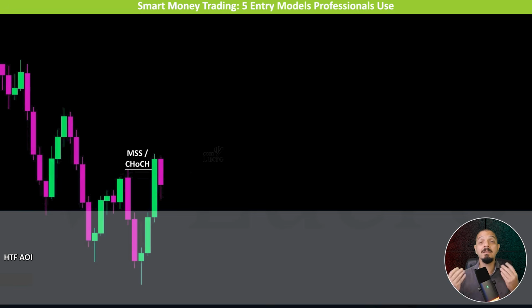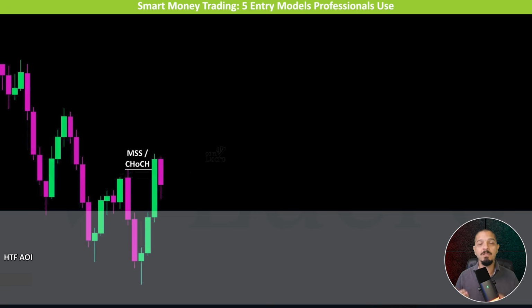Now let us move on to the second entry model, the classic fair value gap model. Among entry techniques, this is the most common model, and it is considered a hybrid, meaning it can be applied to both reversal and continuation trades. To illustrate the reversal approach, let us consider a bullish scenario. The first condition is that price must originate from a higher time frame key area or sweep a major liquidity level. Once this occurs, we need to see a market structure shift on the lower time frame. This becomes our first layer of confirmation.